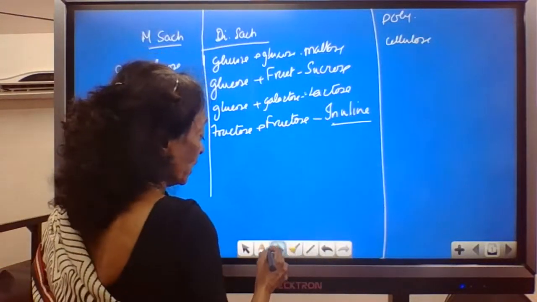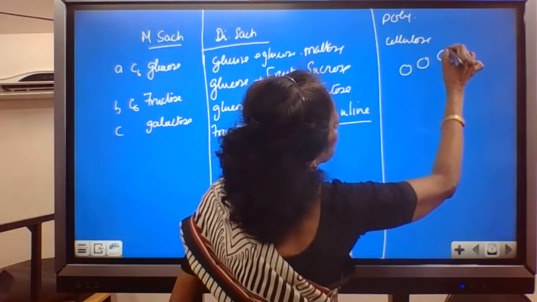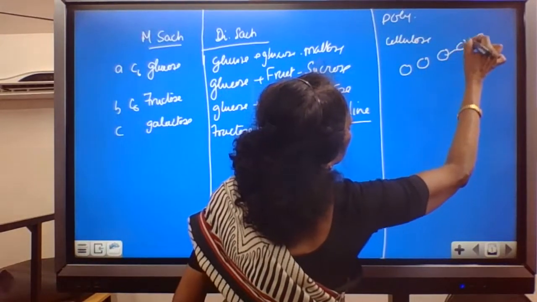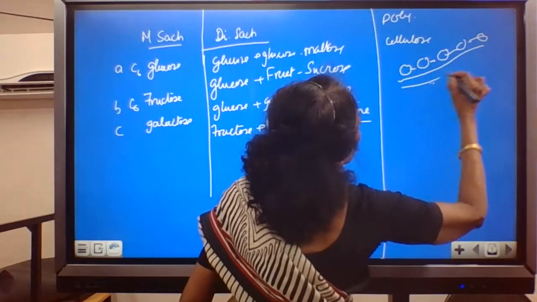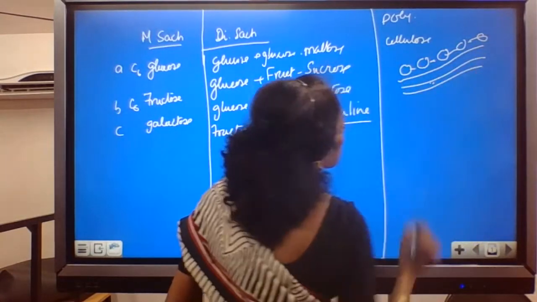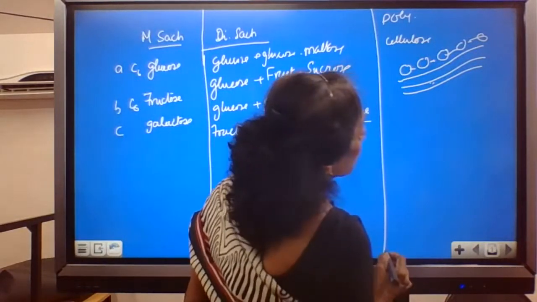Now there it has got a straight chain formula, straight chain combination. Glucose, another unit of glucose, it goes on bonding. It will form a long thread-like structure. Another thread-like structure, another thread. This is called cellulose.